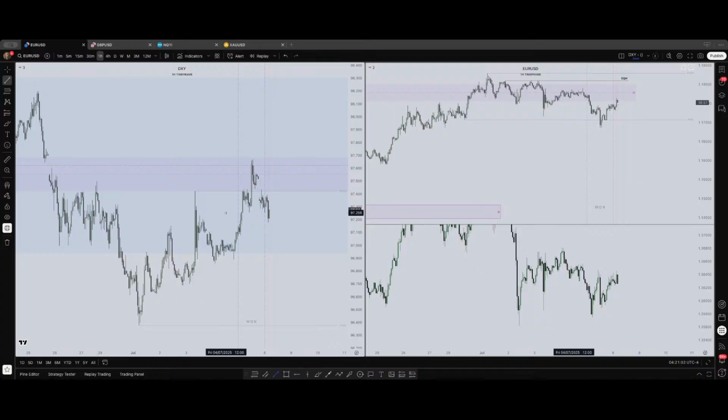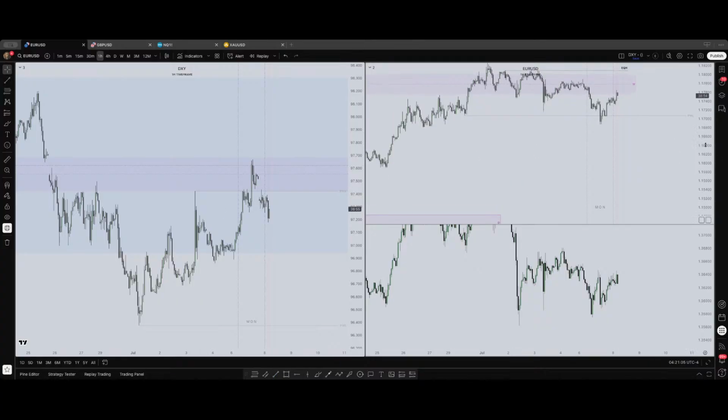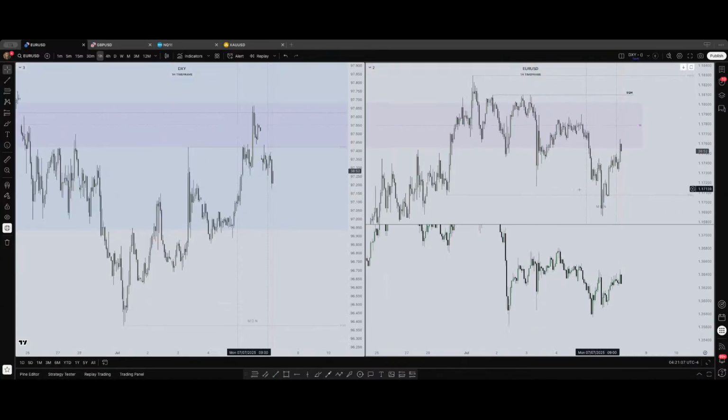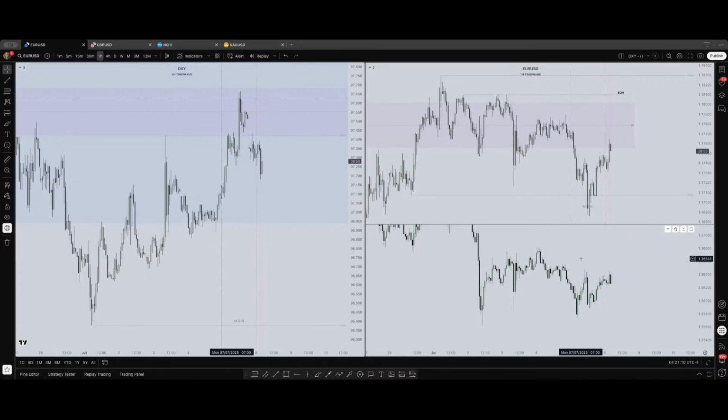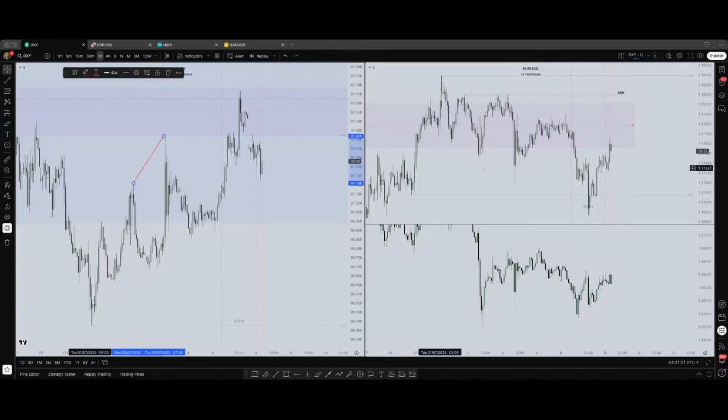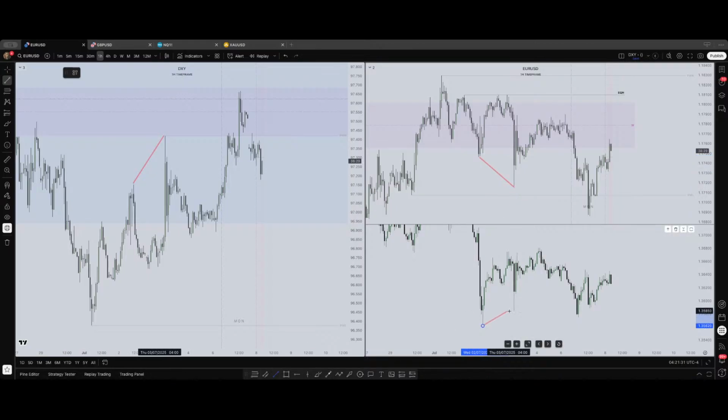Signature. I would like to find a good example. Let me check. Yeah, this is a good example, right here. Higher high, lower low, but here higher high.